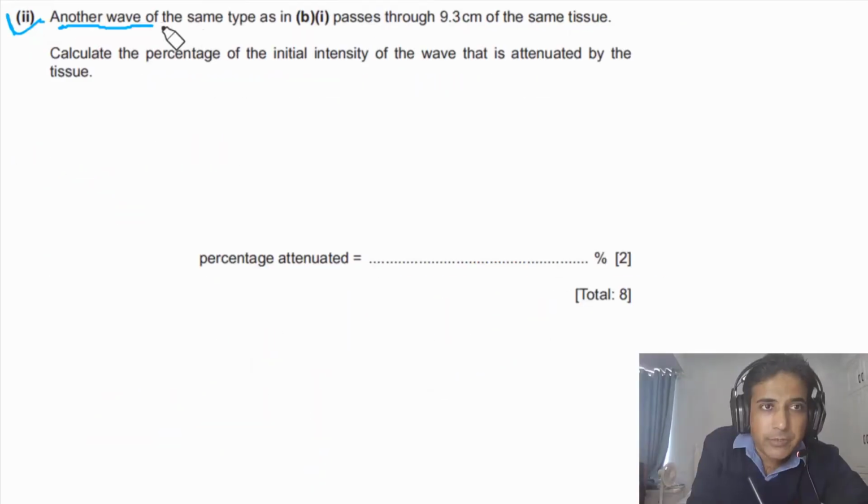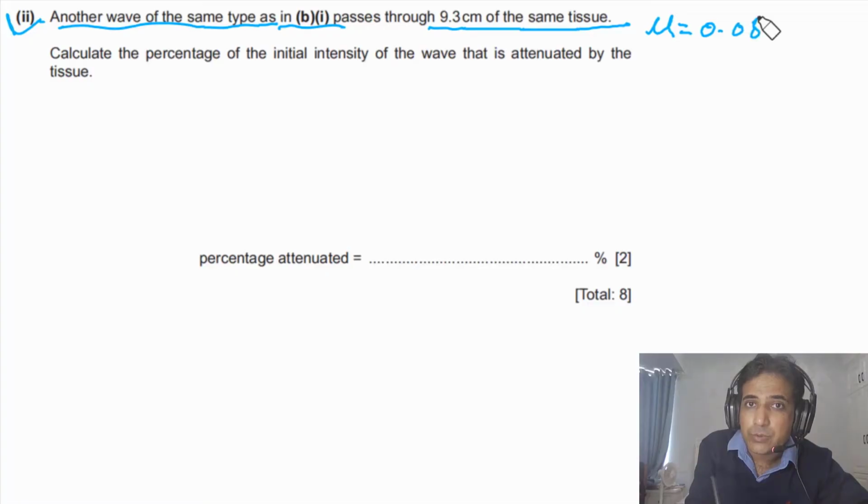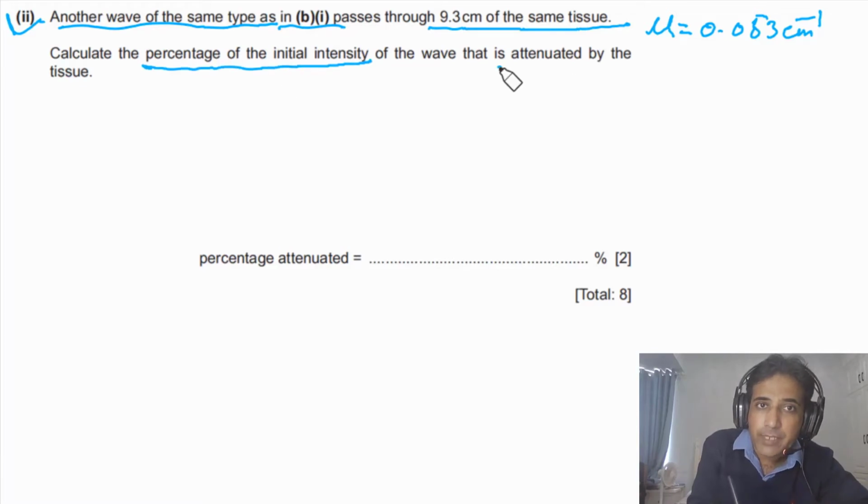Second part says another wave of the same type as in B1 passes through 9.3 centimeters of the same tissue. As the tissue is the same, it means that the value of mu is equal to 0.053 per centimeter. We need to calculate the percentage of the initial intensity of the wave that is attenuated. Attenuated means absorbed by the tissue.